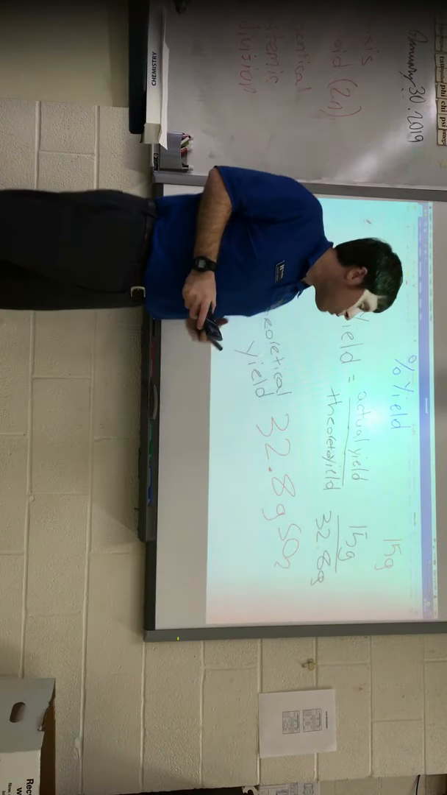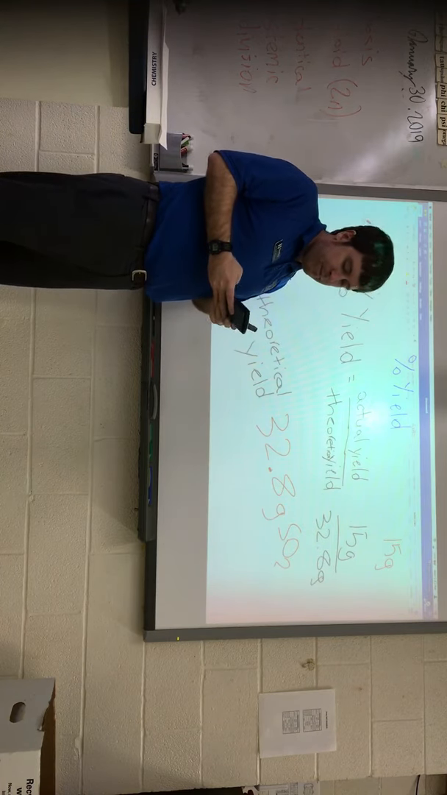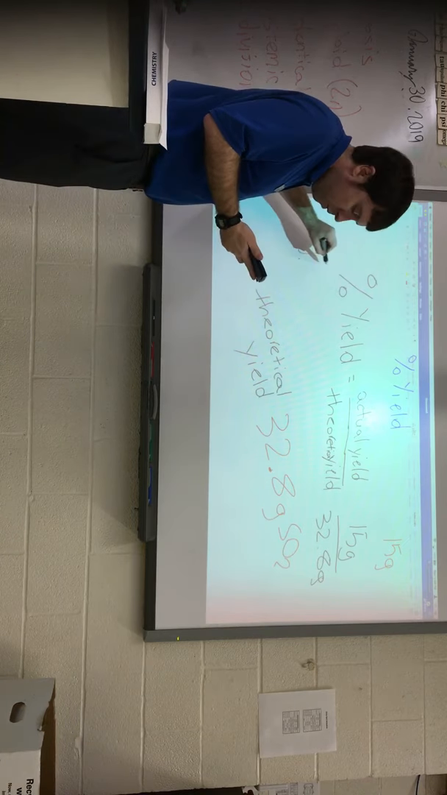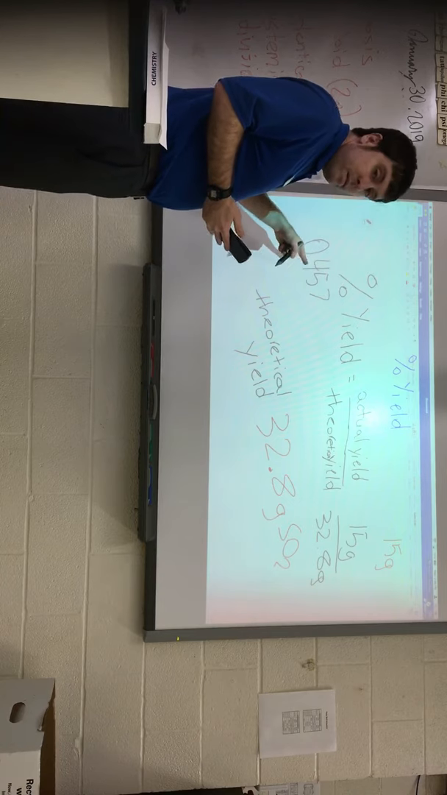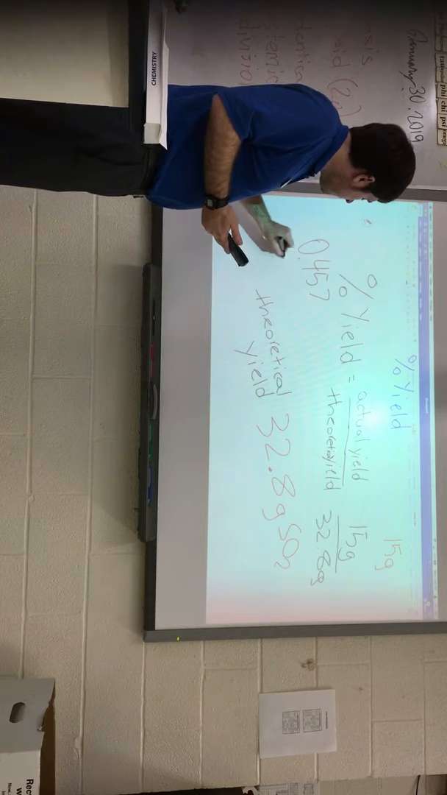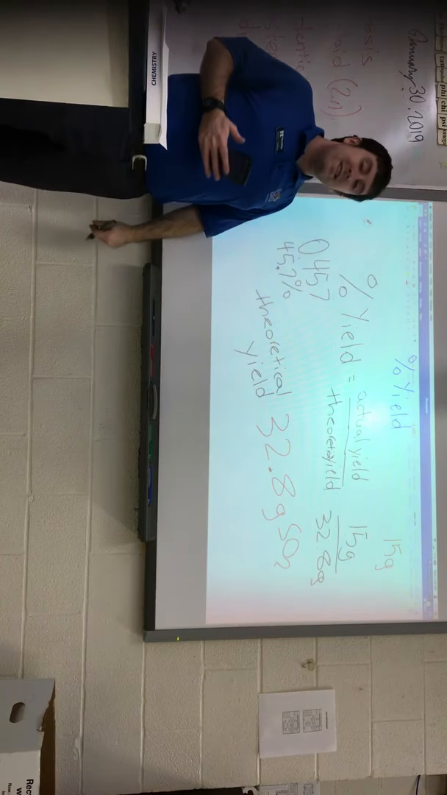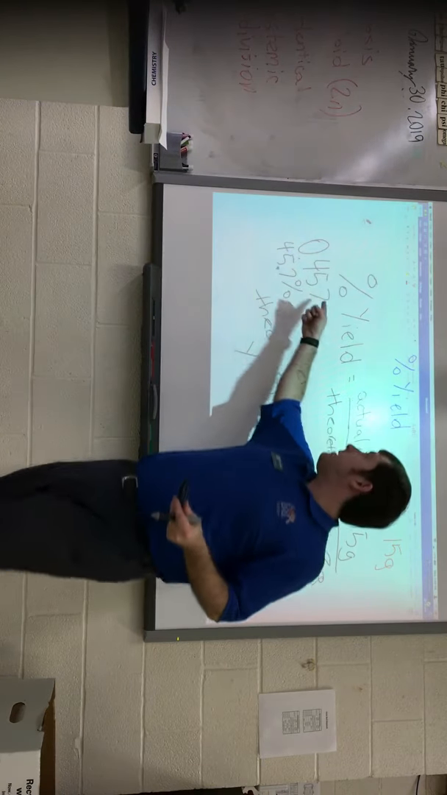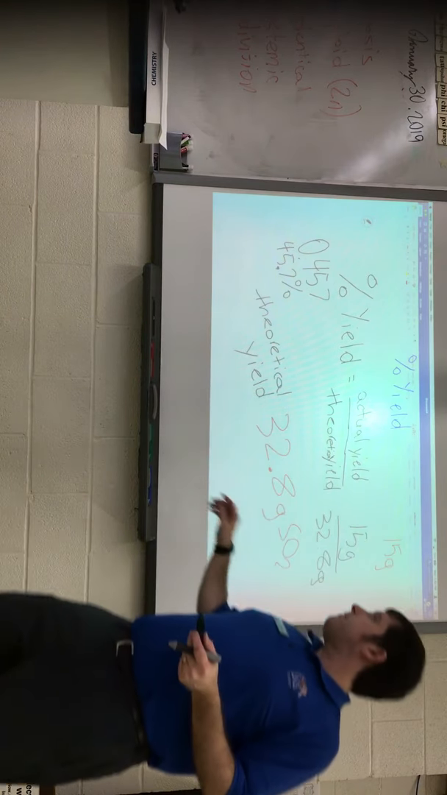So, percent yield goes this way. 15 divided by 32.8. That gives us a number of 0.457. That's our percent yield. We could write that as a percentage, 45.7%. Either way of writing this is acceptable. The thing is, this is decimal, this is a percentage, it means the same thing. So just write it one way or the other.